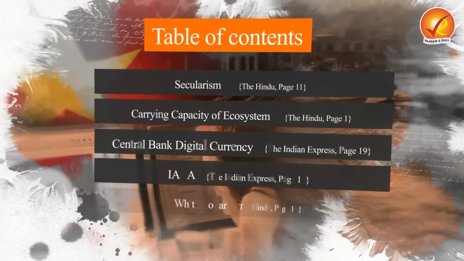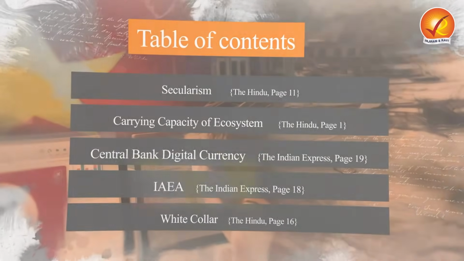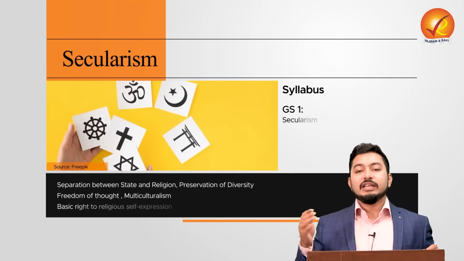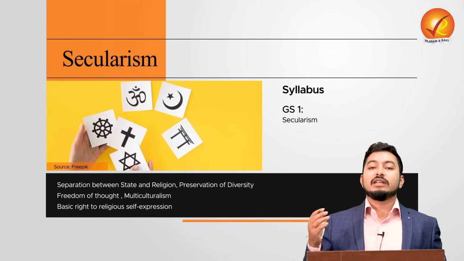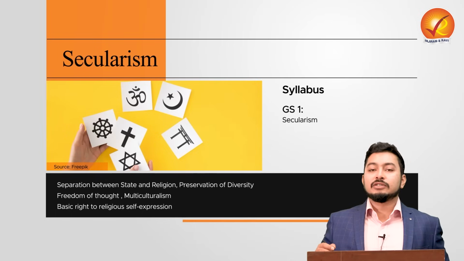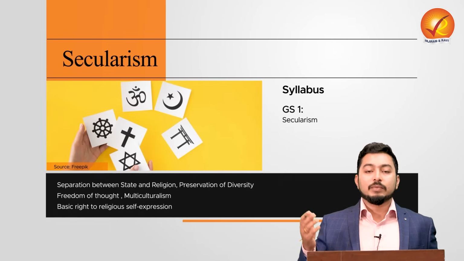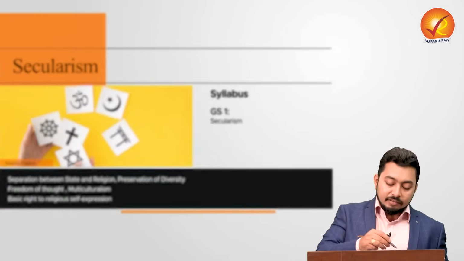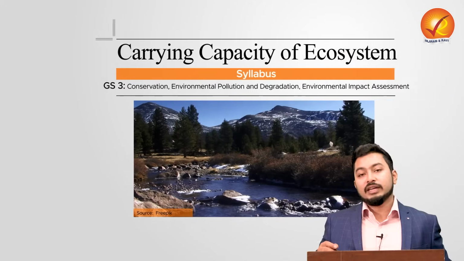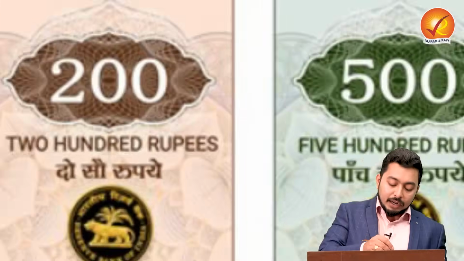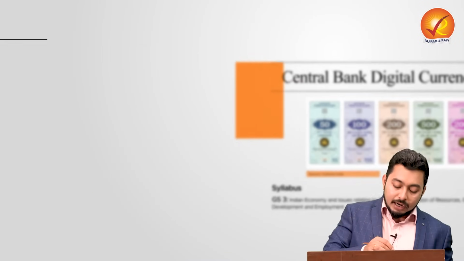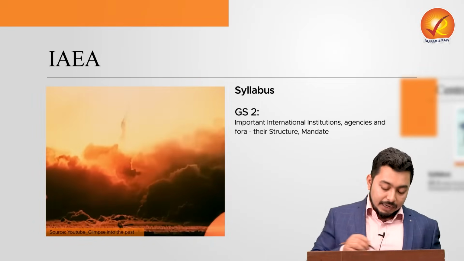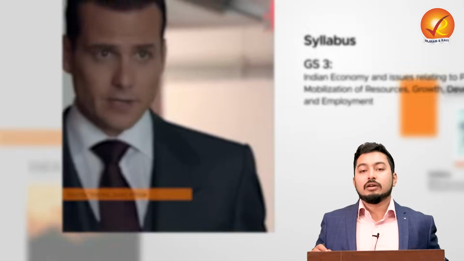Now, today we'll look at 5 important articles from the Indian Express and the Hindu. The first will be about secularism. Here we'll look into the Indian model of secularism, the Western model of secularism, as well as the essential practices doctrine, which is the judicial interpretation of secularism. Then we'll look at carrying capacity of an ecosystem. Then we'll look at central bank digital currency or e-rupee. Then we'll look at IAEA and what we mean by white collar jobs.